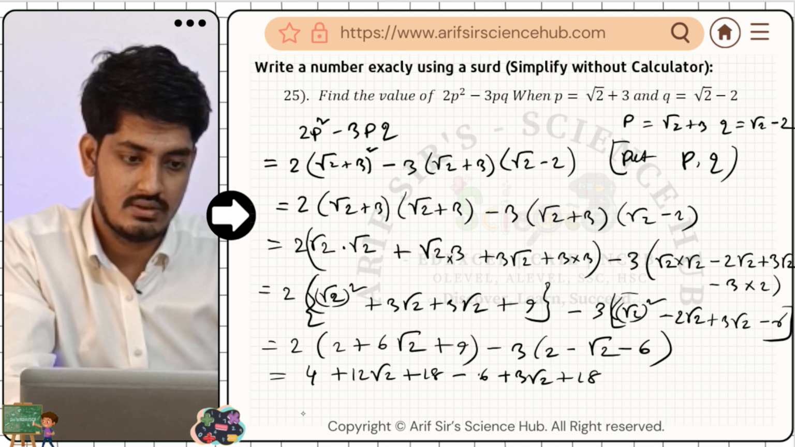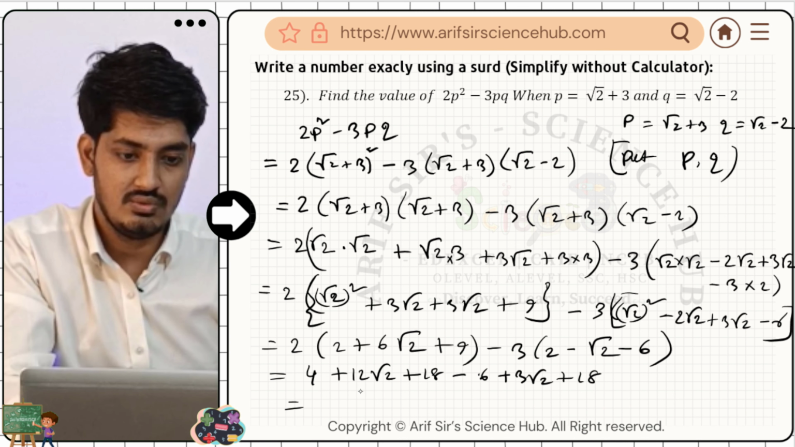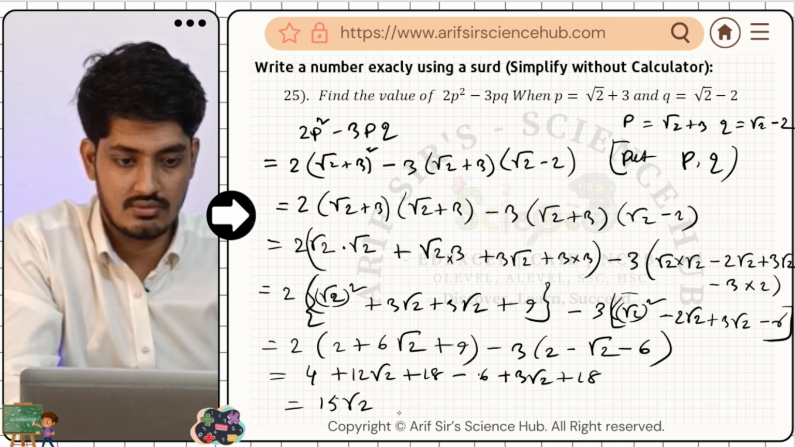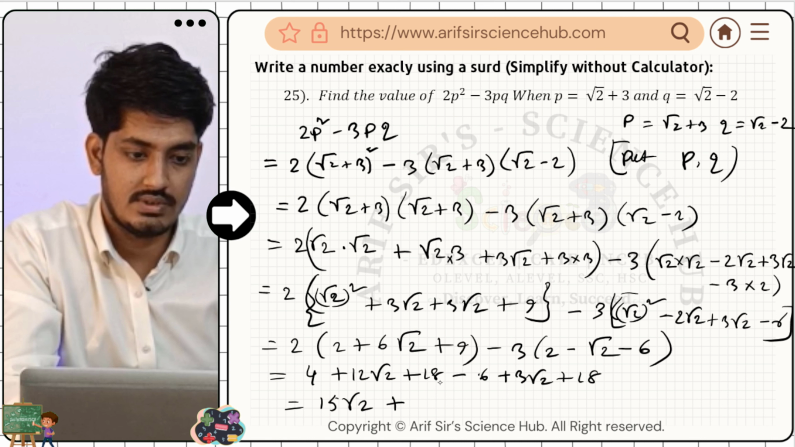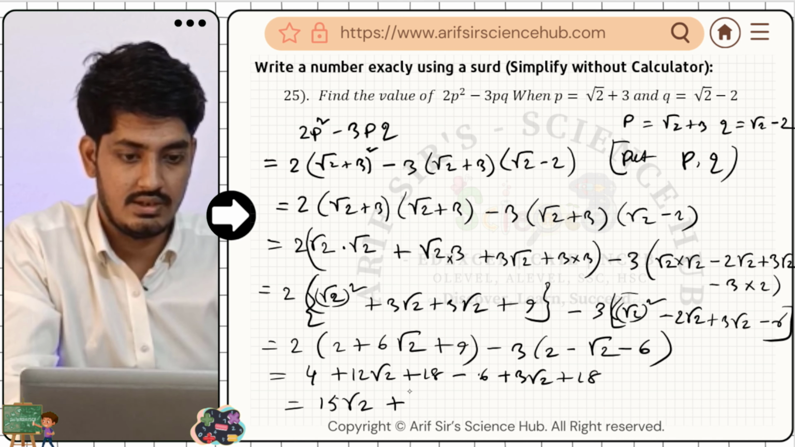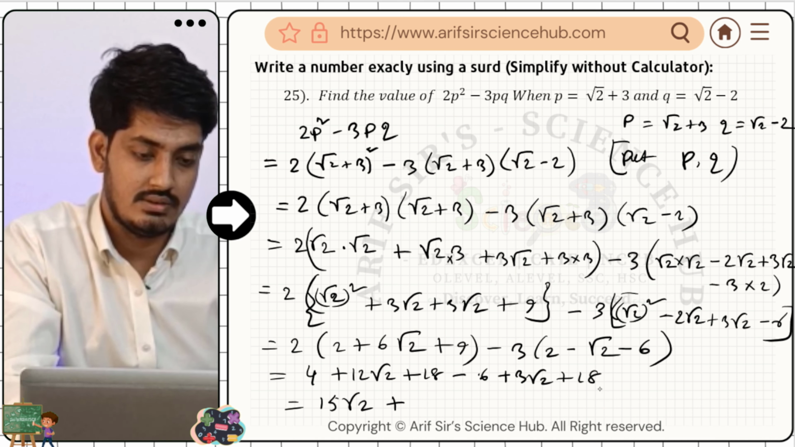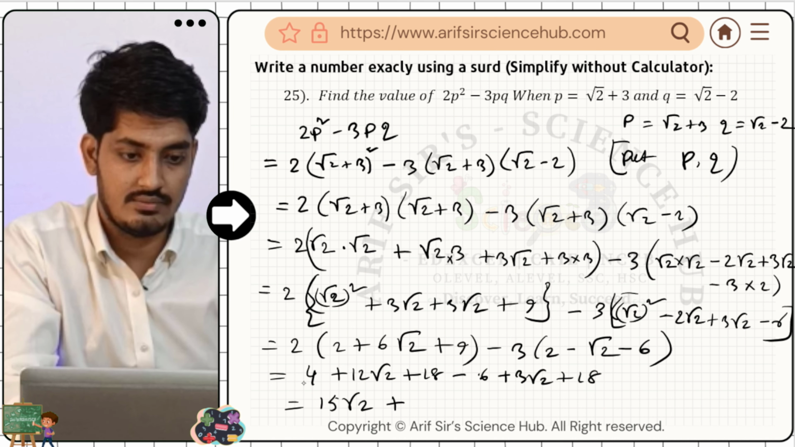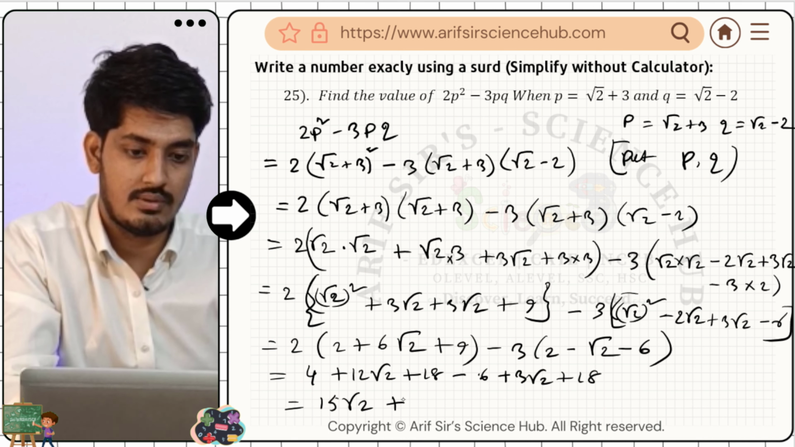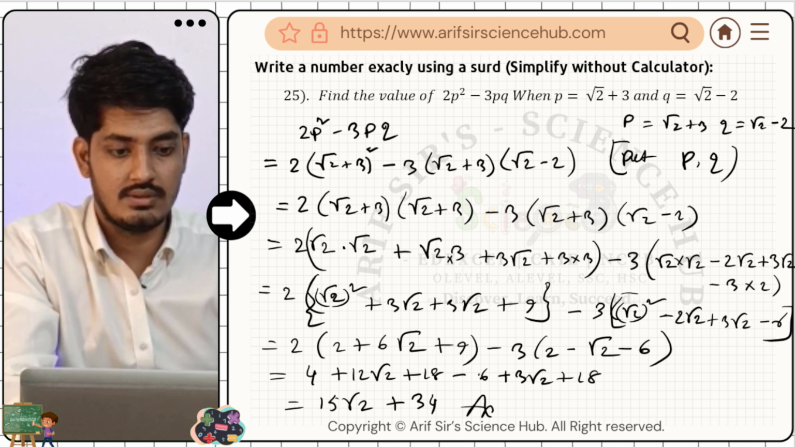Okay, so we have 12 square root 2 and 3 square root 2, that means it should be 15 square root 2. Plus, we have the numbers, that means we have to add this 4 and 18, then we have to subtract this 6 and we have to add this 18. So 18 plus 18 is 36, and with 4 it's 40, and if we subtract this 6 from 40, we'll have 34. Okay, so that's the answer.